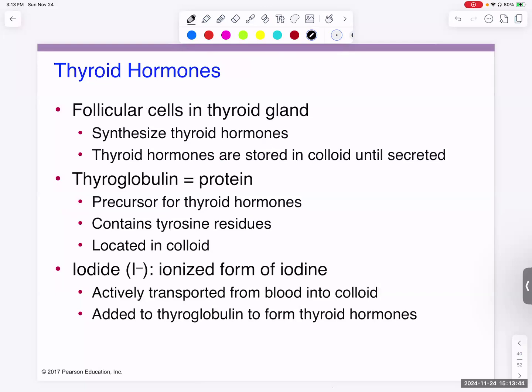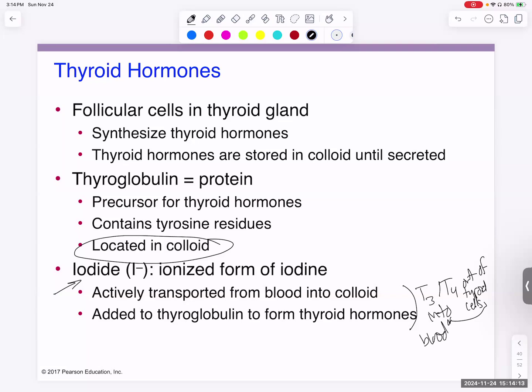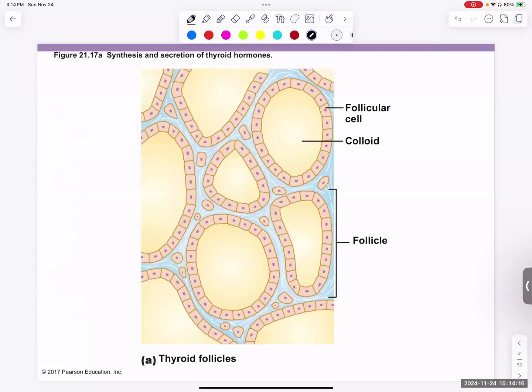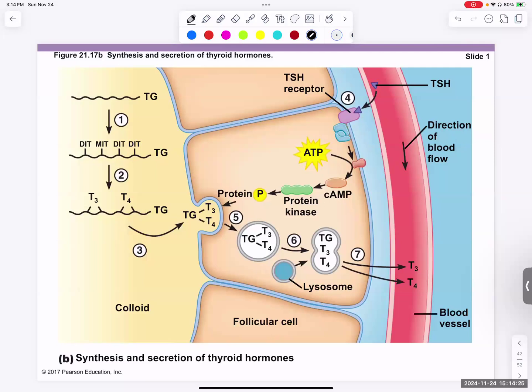The thyroid synthesizes thyroid hormones ahead of time. And so it's located in these colloidal cells. You need to have iodine in order to release T3, T4 out of thyroid cells into the blood. So that's where iodized salt or iodine comes in. We need that iodine to release the T3, T4. So you have T3, T4 in here, and it's just waiting to be released.